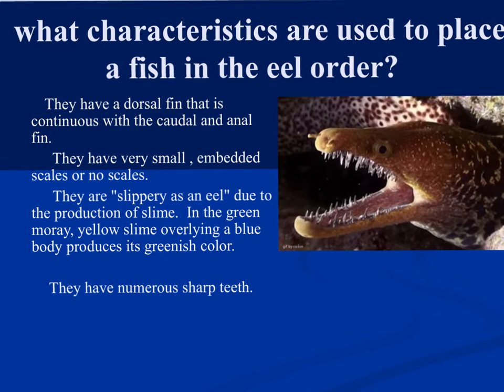Well, for a fish to be in the eel order, they have a dorsal fin that's continuous. It goes on the back. It goes from the caudal to the anal fin. They have very small embedded scales, or they don't have scales at all. They're slippery. So you've heard of slippery as an eel. So why are they slippery? They have a slime coat. And so when we talk about the green moray eel, it has a yellow slime that goes over its body. The body's blue, and so blue body, yellow slime gives it that green color. They also have very sharp teeth.